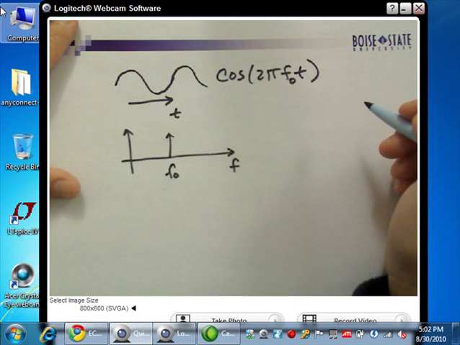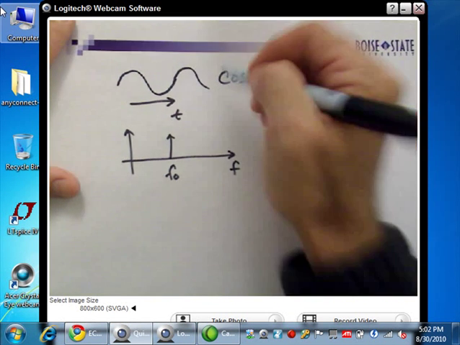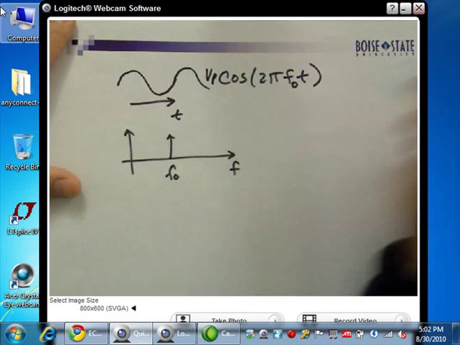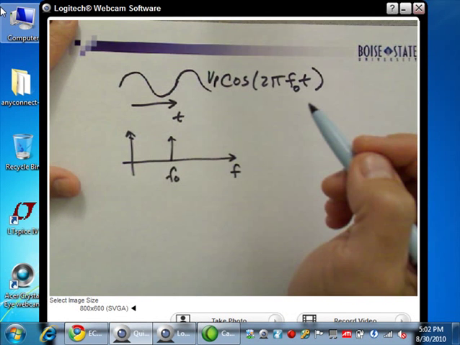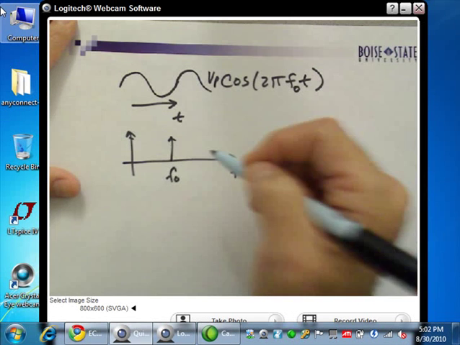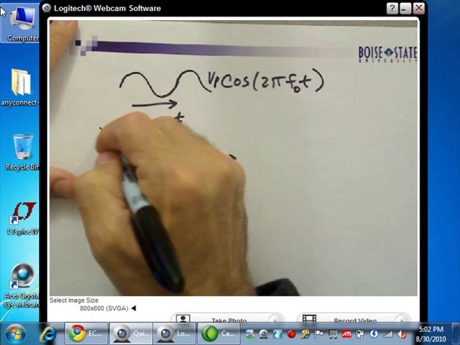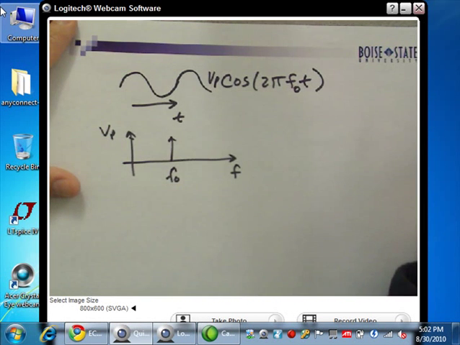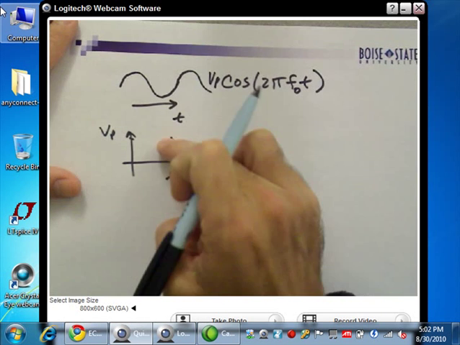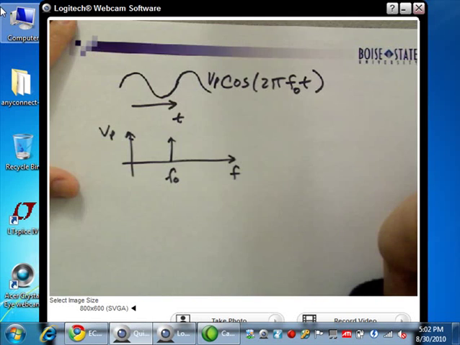And now in the frequency domain, what's the amplitude? Let's call this Vp, and I'm using one-sided spectrums. Yeah, it'd be Vp, right? You all agree with that? Easy, right? So when I see an impulse here, I think of it in the time domain as this.